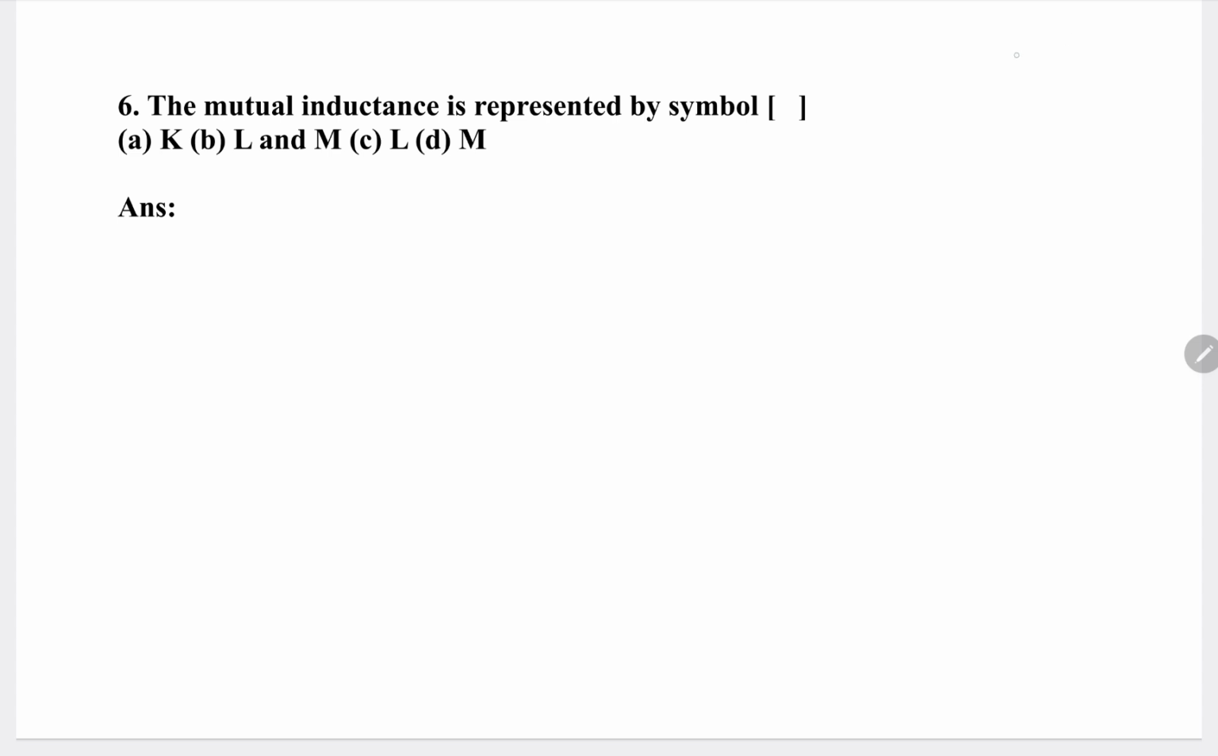Next, sixth question, it's about mutual inductance. Mutual inductance is represented by the symbol M. L is the self inductance. K is the coefficient of coupling between the two coils. So mutual inductance we represent with M, and its units are nothing but what? Like self inductance also, units are nothing but what? Henry.